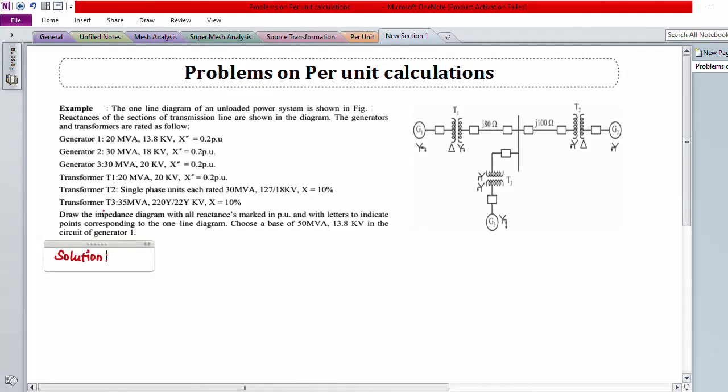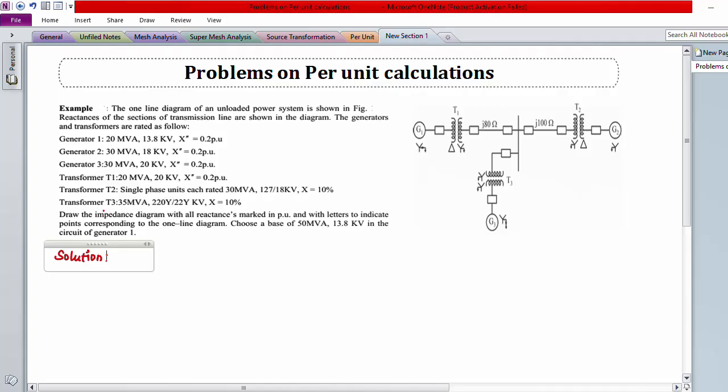Welcome to the lecture. Today we will see the problems on per unit calculation. The one-line diagram of an unloaded power system is shown in the figure. The reactance of the sections of transmission line are shown in the diagram. The generators and transformers are rated as follows.